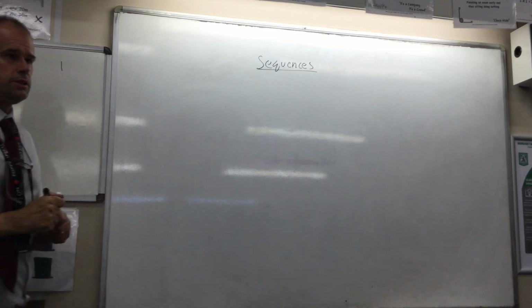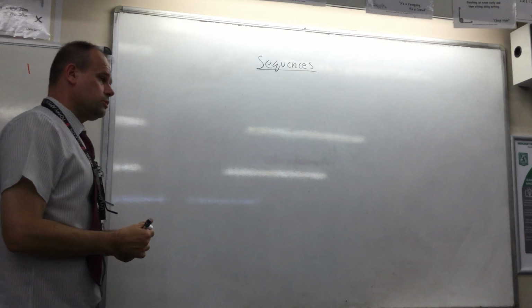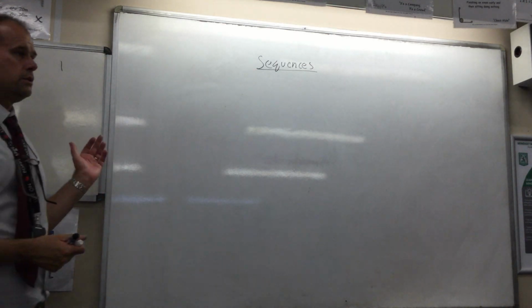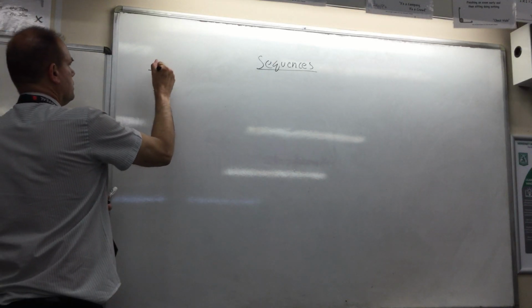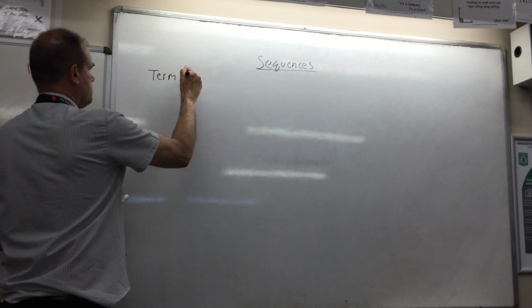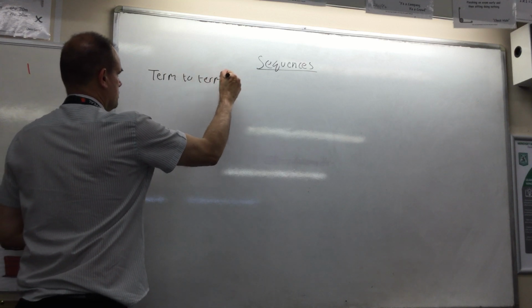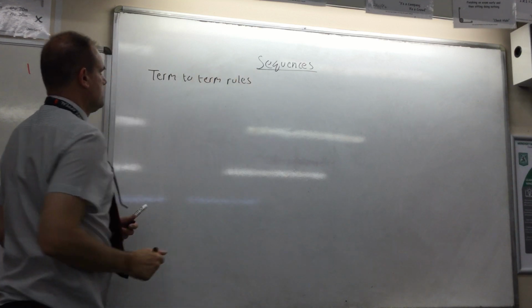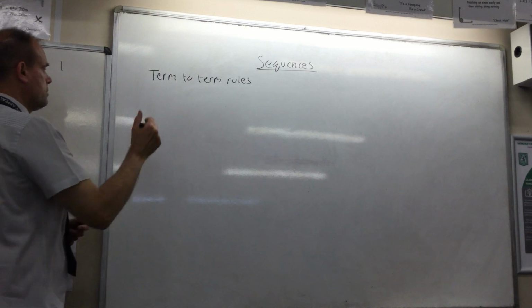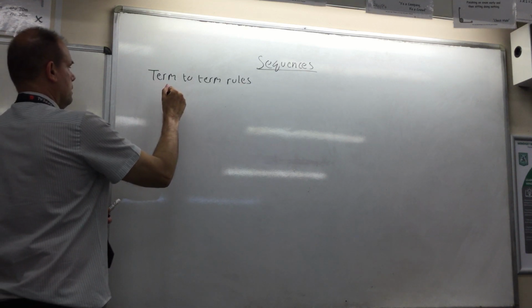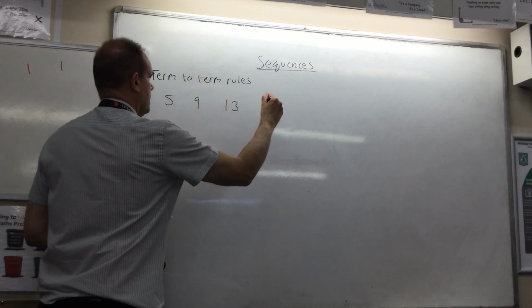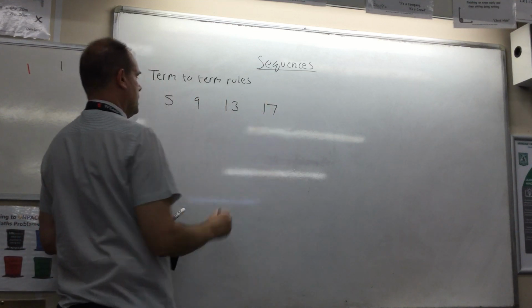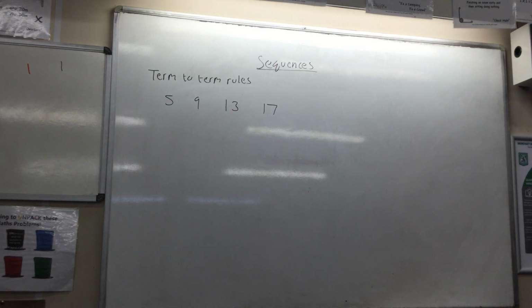Now, sequences are numbers or patterns which follow a particular rule. I'm going to look at two types of rule here. The first type is the term-to-term rule. So let's take, for example, a sequence. Let's say 5, 9, 13, 17. Now you might be asked to describe that sequence.